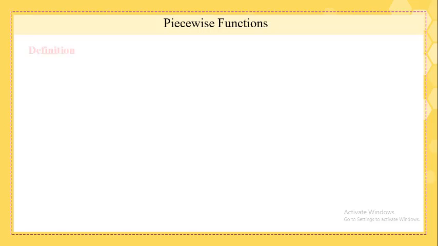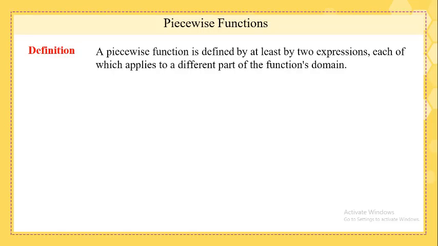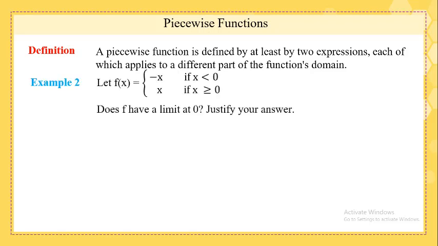Now a new objective. Let's define together piecewise functions. A piecewise function is defined by at least two expressions, each of which applies to a different part of the function domain. Example, now given f of x, as we see it has two expressions.